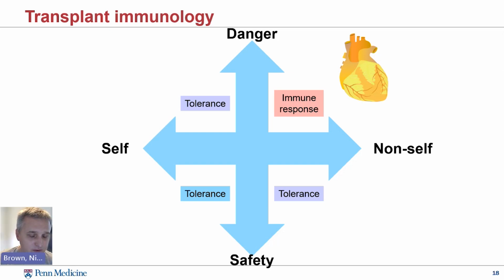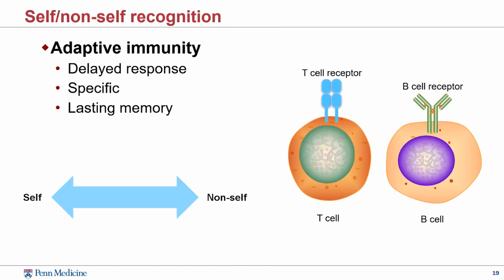If we have a heart transplant, we want to try as much as possible to get the heart to be viewed by the body in more of a self way, and more on the axis of safety, right? So if we put an allograft in, a transplanted kidney or a heart, we want the body to see it as safe and to see it as self as much as possible. And so when we're thinking about HLA and adaptive immunity, this is really going to be more on the self versus non-self axis.